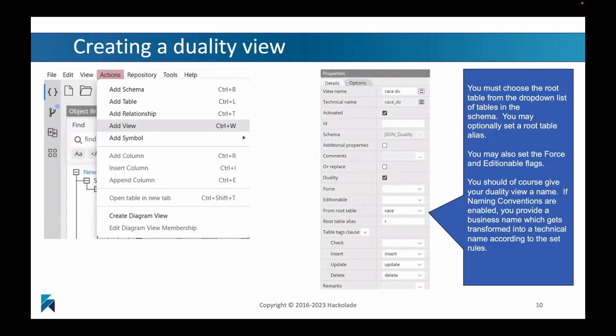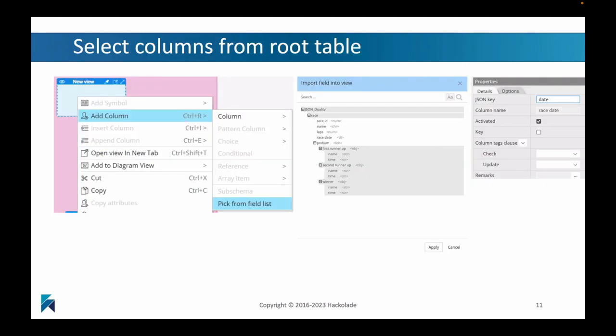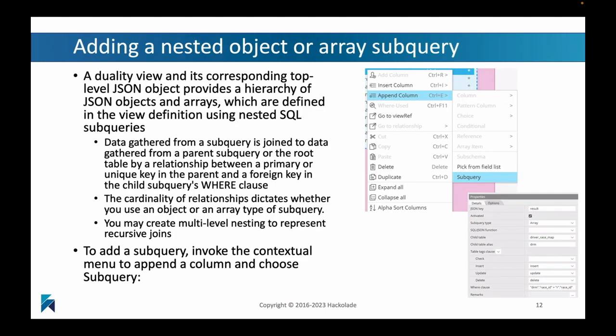Creating a duality view is super easy inside Hackolade using our tool's capability. You can just add a view, indicate that it's a duality view, add a few specifics, and then all you need to do is first select the columns. If you straight up want to import a number of columns from a root table, you can do that super easily by selecting them. And then next, of course, you can add a nested, or as we will see a little bit later, an unnested structure inside the duality view.